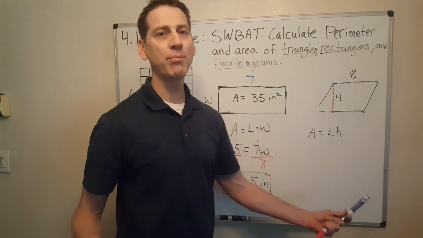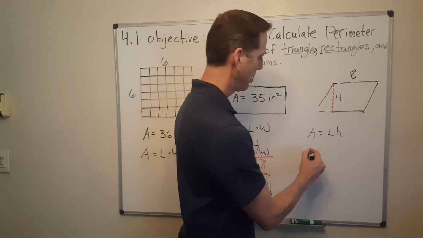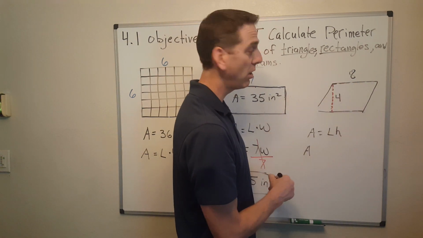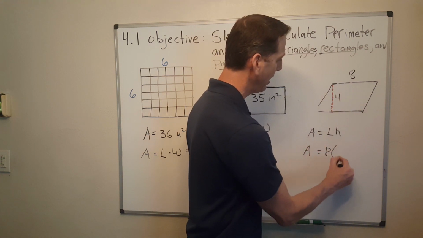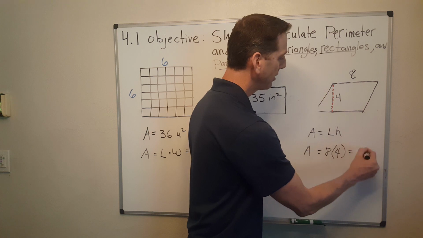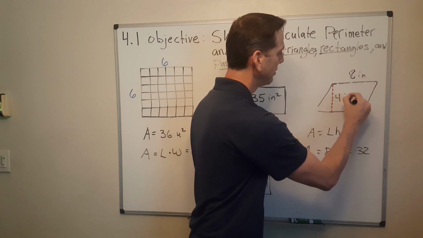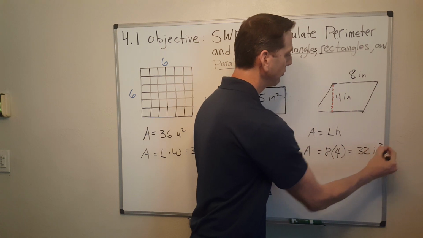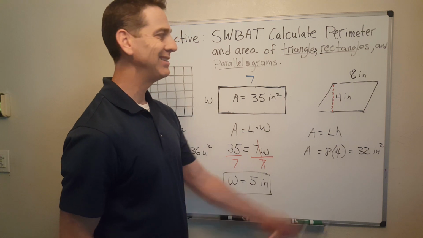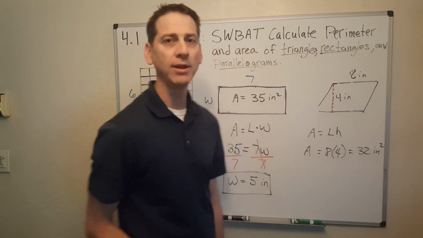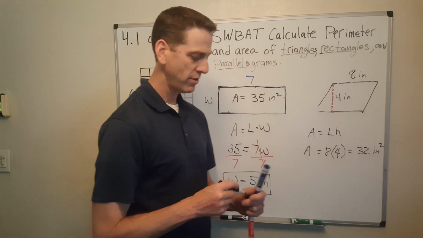So to find the area of a parallelogram, all you have to do is know the length and the width, or the height, however you want to call it. The length is 8 and the height is 4. So 8 times 4 is 32. And if that was in inches, it would be inches squared. All right? So really no difference from a rectangle, because really all it is, is a slanted rectangle.